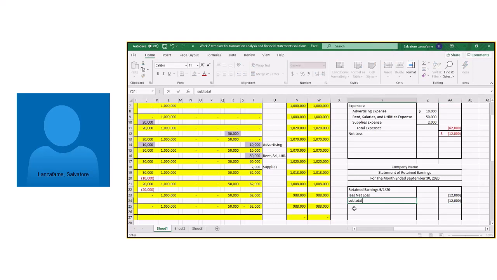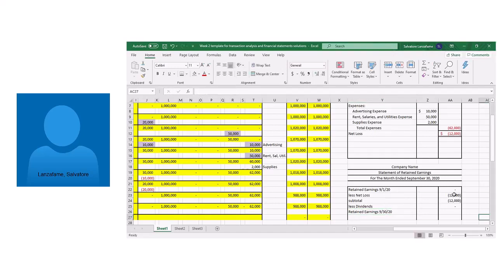And then we're going to subtract out dividends, and we didn't have any. That'll give us our ending retained earnings on 9/30.